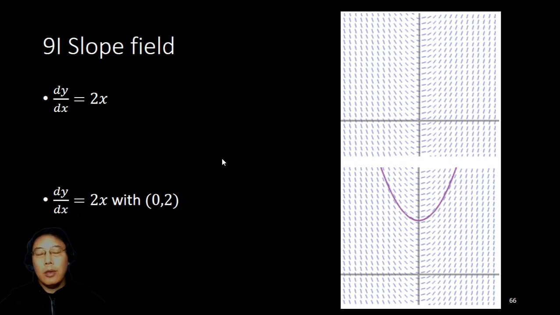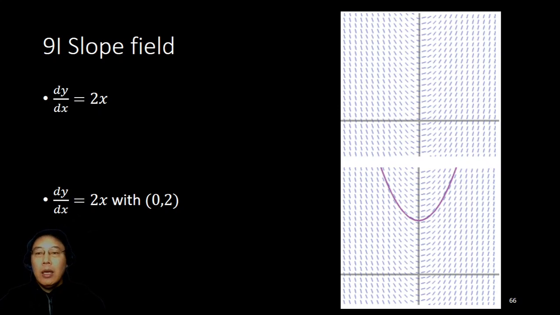Hi all. We finish up chapter 9 on differential equations. 9i is about a plane representation of how your gradient looks. So it's called a slope field. You have your differential equation, you have your first derivative that is a function of, it could be x and/or y.